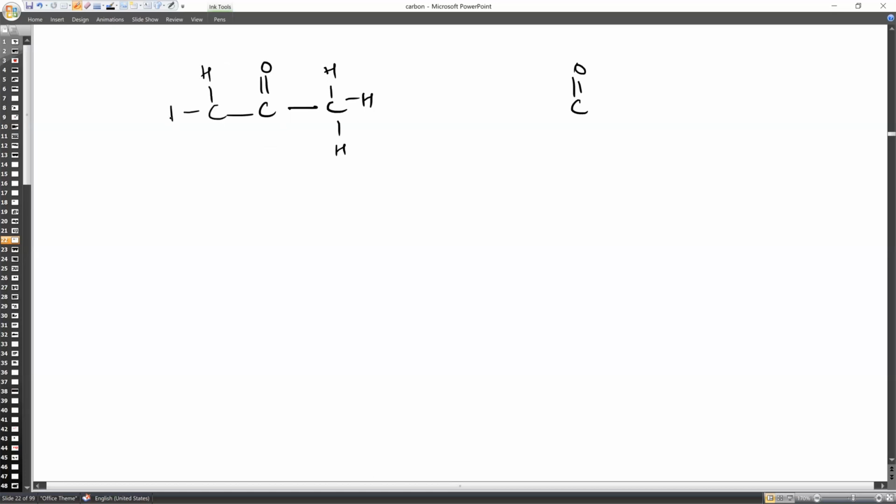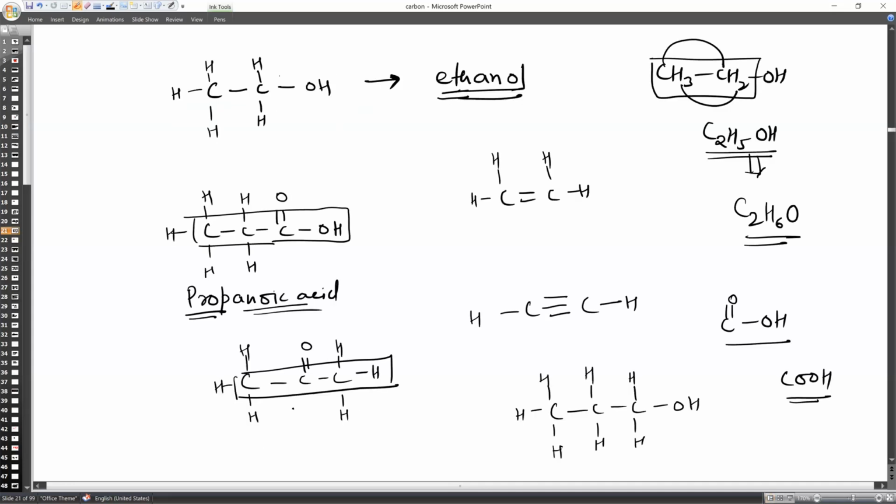This should be carbon, so at least 3 carbon should be there. Got it? So this is a ketone. The ketone functional group name is prop for 3 carbon, 1, 2, 3, and then ane for carbon-carbon single bond. You can see here that we have a carbon-oxygen double bond, but still we just write ane. Why? Because we just check the carbon-carbon single bond, not carbon-oxygen.